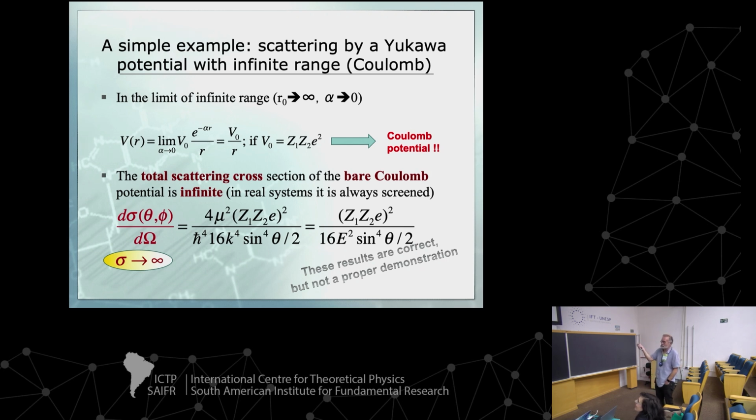And actually, this result is correct. If you do the correct things for the Coulomb potential, you end up with this thing. But I want you to be aware that this is not as it should be if you do it right. So, good results with bad math.